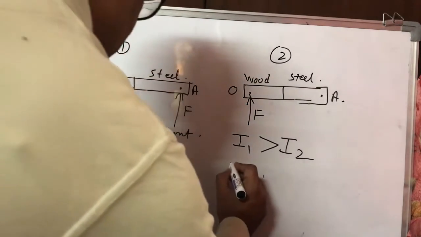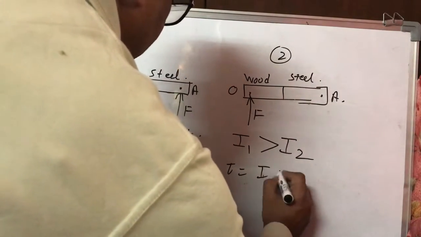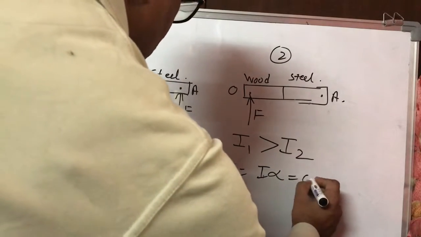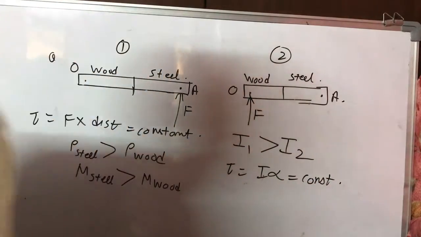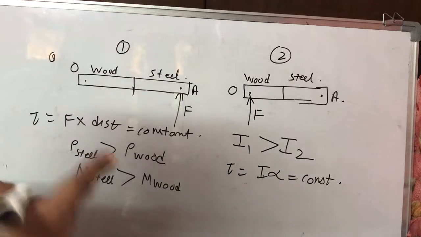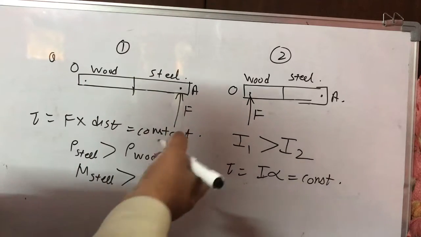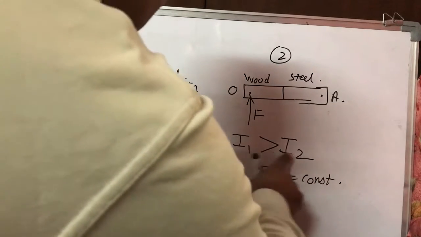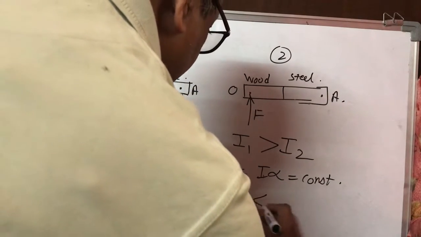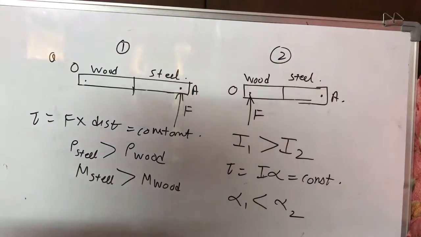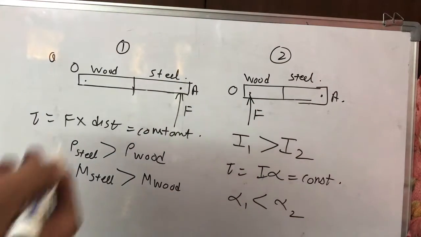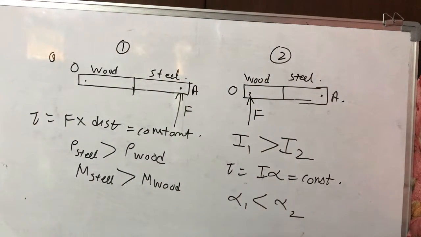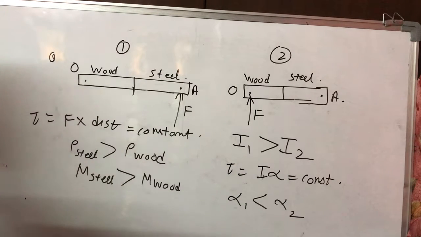Now we know that torque tau is equal to I into alpha, and we have said that torque is constant. So that means the product of I into alpha should remain same. Now if the moment of inertia is going to increase, the alpha is going to decrease. So as I1 is more than I2, alpha 1 is less than alpha 2. So we can say that more angular acceleration will be produced in the second case as compared to the first case. So this is the first question which I have selected, and after that I am going to discuss the second question.